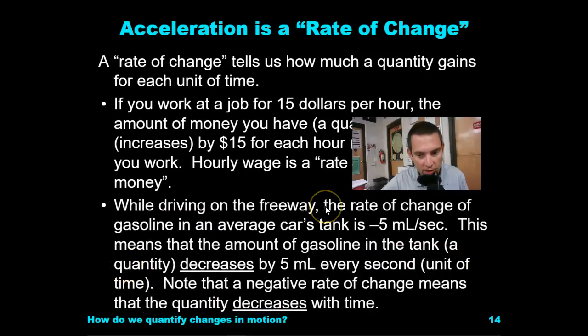While driving on the freeway, the rate of change of gasoline in an average car's tank is 5 milliliters per second. This means the amount of gasoline in the tank decreases by 5 milliliters every second. That's a quantity and a unit of time. Quantity over a unit of time. Note that a negative rate of change means the quantity decreases with time.